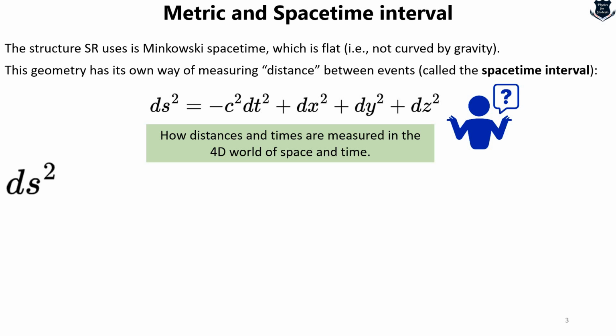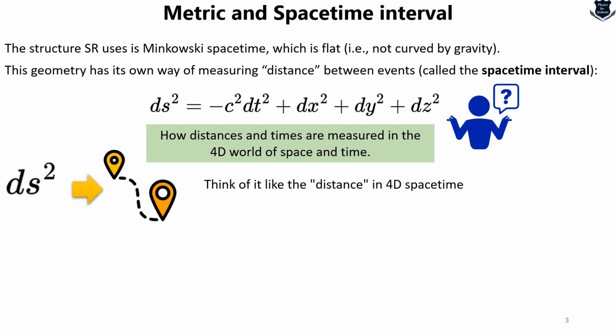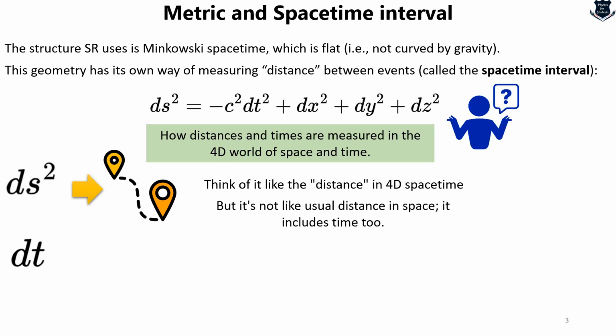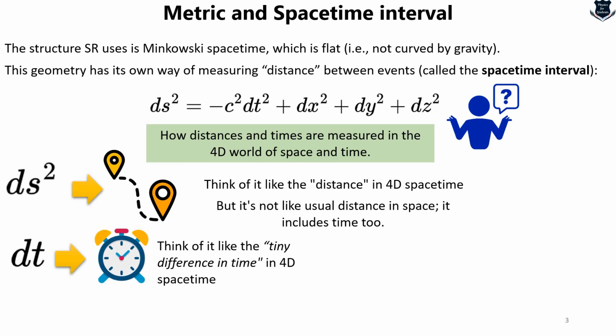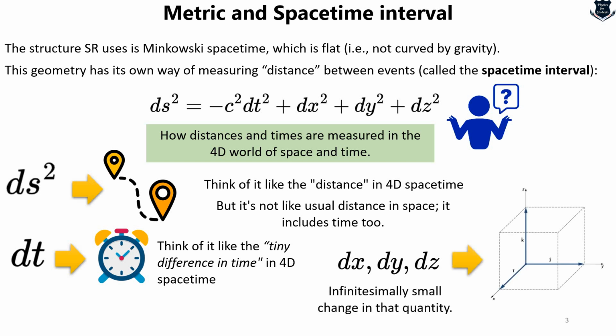Now, if you look at ds squared, it is nothing but the space-time separation between two events. Think of it as the distance in a four-dimensional space-time, but it is not like the usual distance in space, because it also includes time. So here you can see there is also dt, which is the difference in time between two events. Think of it as a tiny difference in time in 4D space-time. These dx, dy, dz are the differences in space between those events. I would say infinitesimally small changes in the quantity, and c obviously is the speed of light.